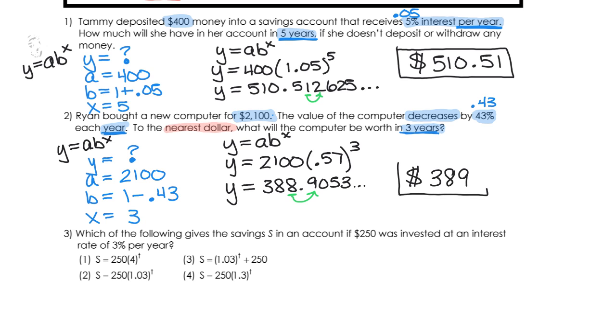So we're going to say that this is now going to be $389. So that's the value of the computer after 3 years, because it decreases by so much, because technology keeps coming out, and so they make the older stuff cheaper. All right, and so this one's finished. All right, so number 3.